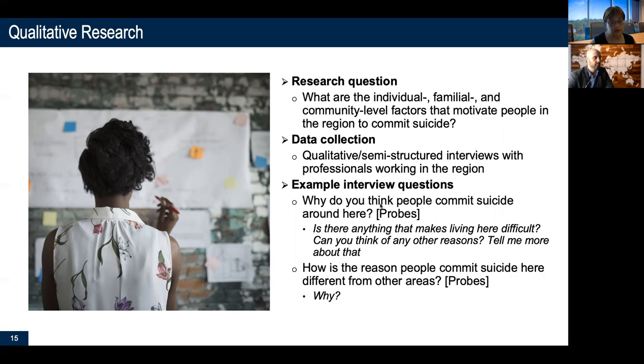And then another question, how is the reason people commit suicide here different from other areas, other regions? And then the probe, why? Because for this question, people can say yes, and that's it. So we want to know why, just to get them talking. And we can look at the next slide.